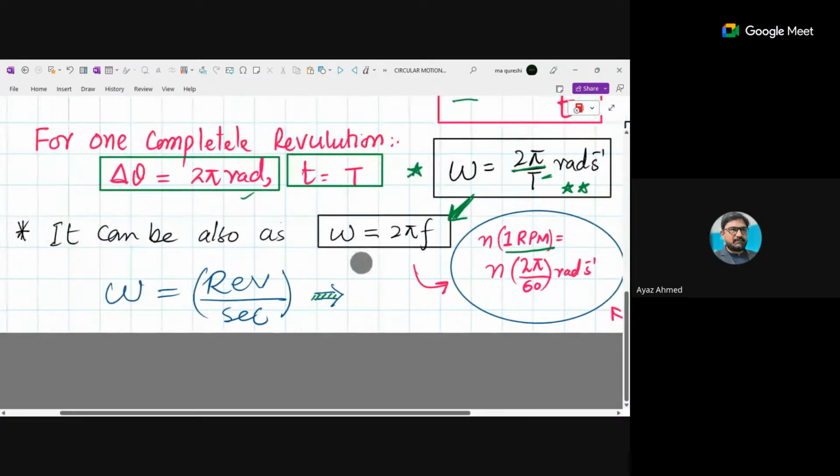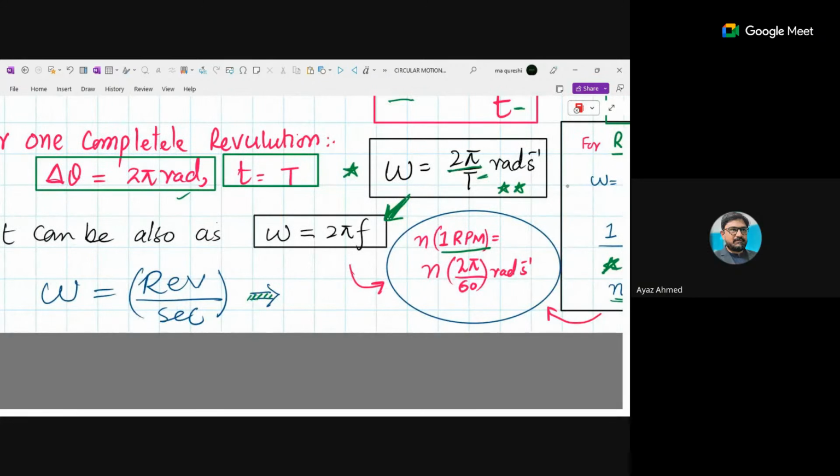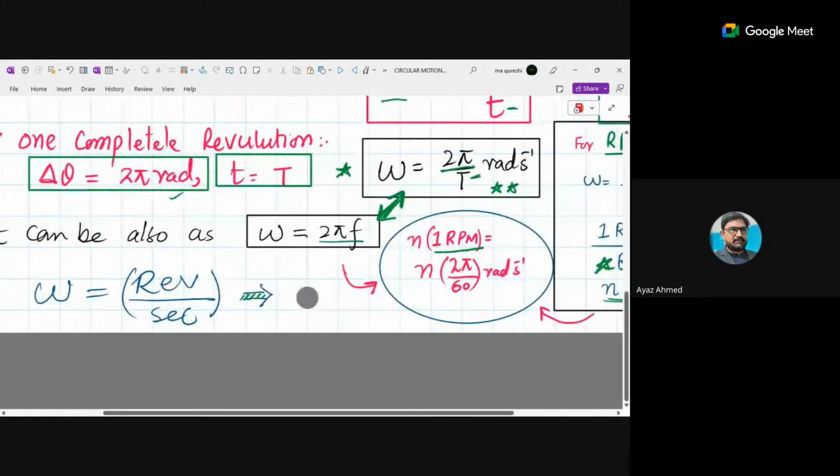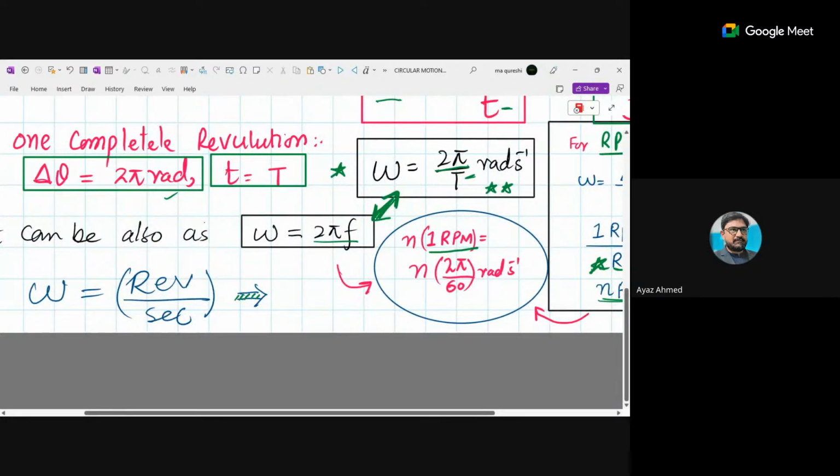Now, as we know, in this equation 1 upon T is hidden, and 1 upon T is frequency. So I have the other form of this equation: omega equals 2 pi f. Simply speaking, I have two equations for omega. One is omega equals 2 pi by T, and the second one is omega equals 2 pi f. These two are very common equations. Please remember these equations for your further topics, as I told you, oscillation, capacitance, and all that stuff.